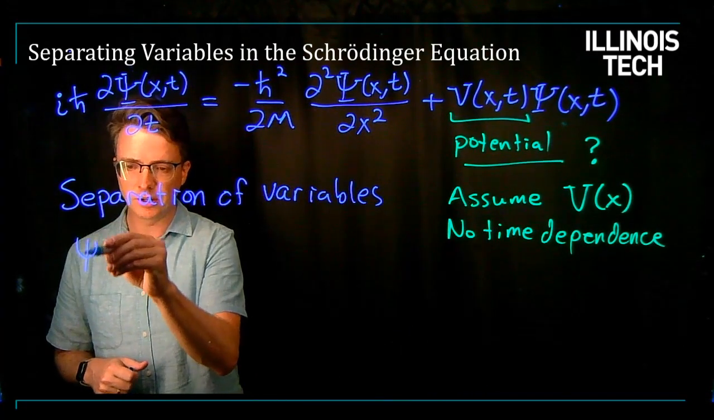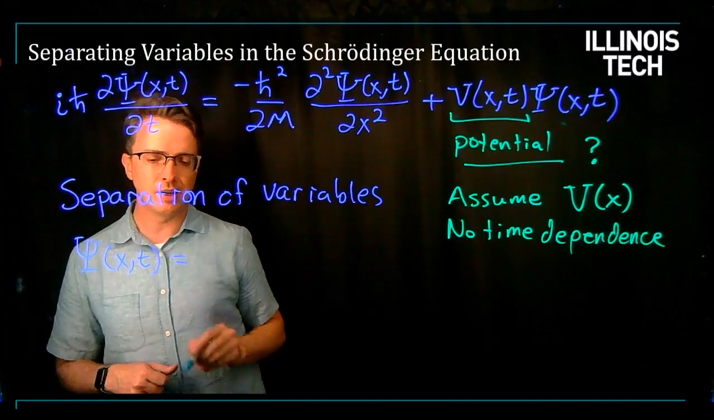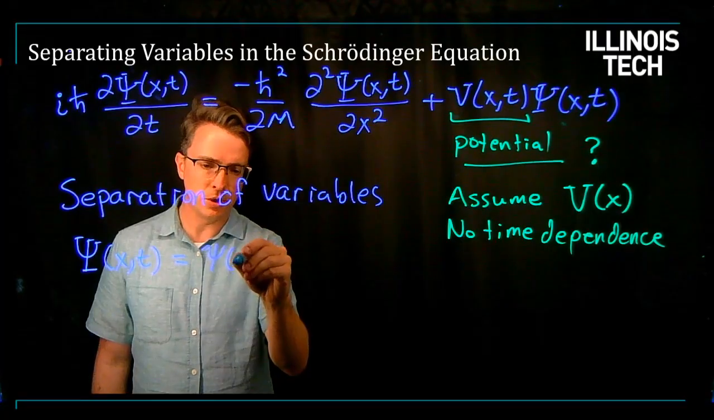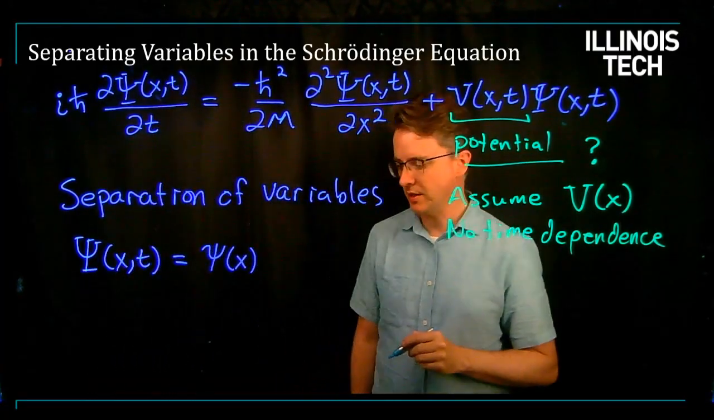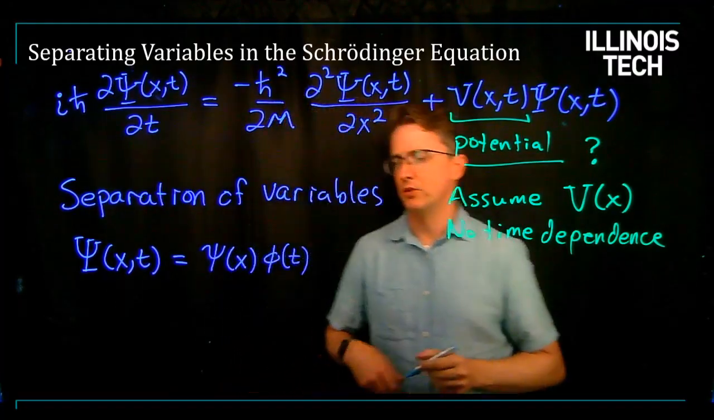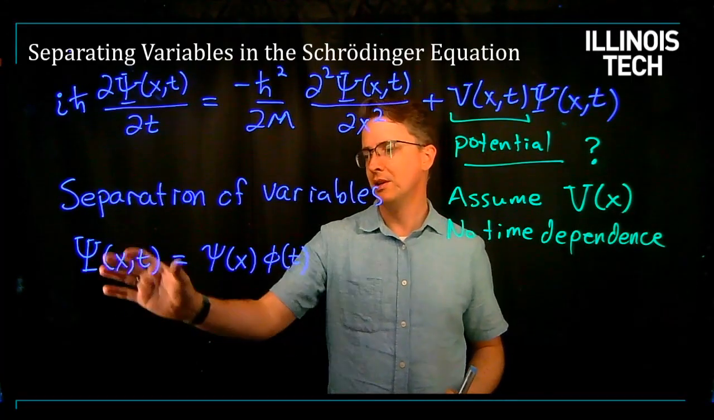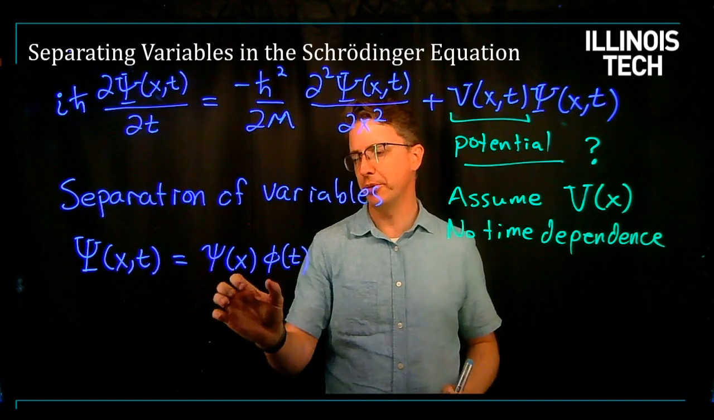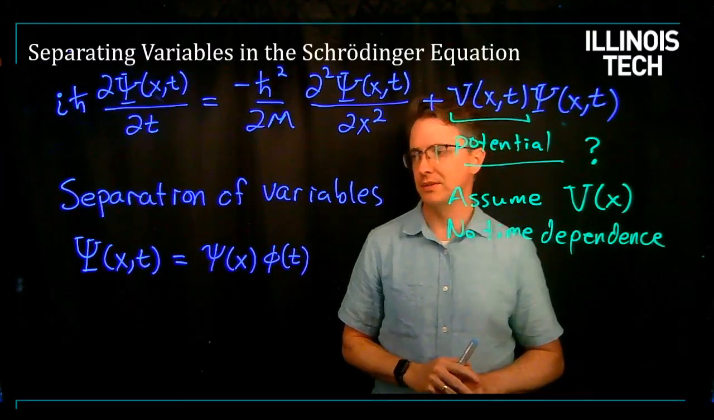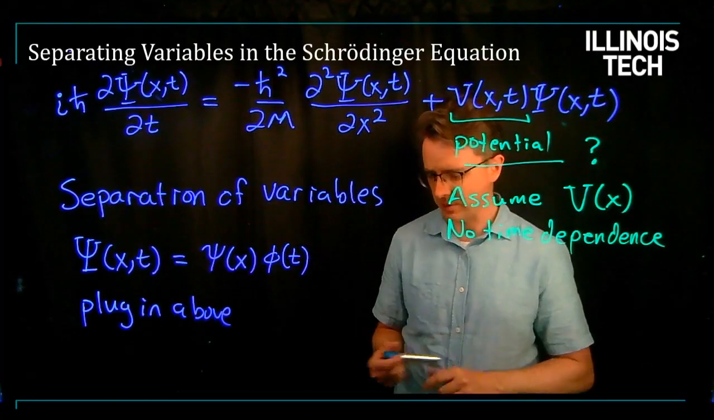So here's the guess. You're going to guess that the wave function, capital psi, which is a function of x and t, factorizes into two different functions. We're going to call the right side small psi, which is a function of x only, times another function phi, which depends only on t. So I'm assuming that the dependence on x and t factorizes into two separate functions. The full wave function capital psi is the product of two functions, small psi, which depends on position, and phi, which depends on time. And what we have to do now is plug this in and see what happens.